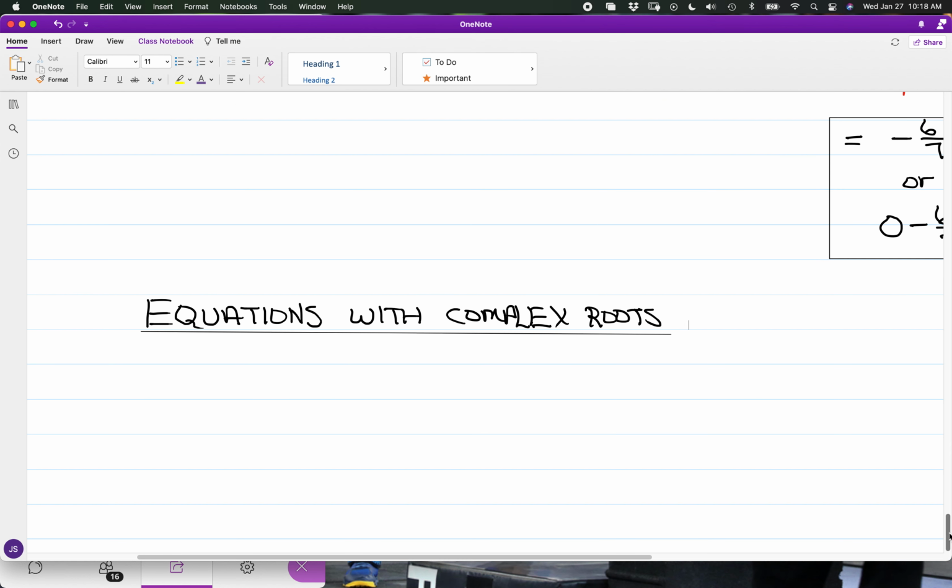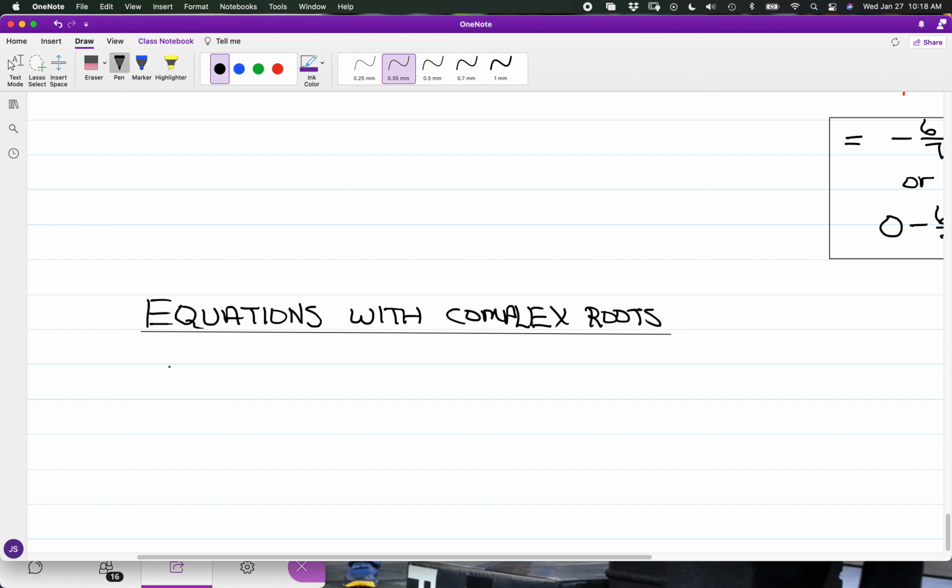So for equations with complex roots, just to kick things off, if we're looking at solving for x, let's say we have x squared plus 4 is equal to 0.